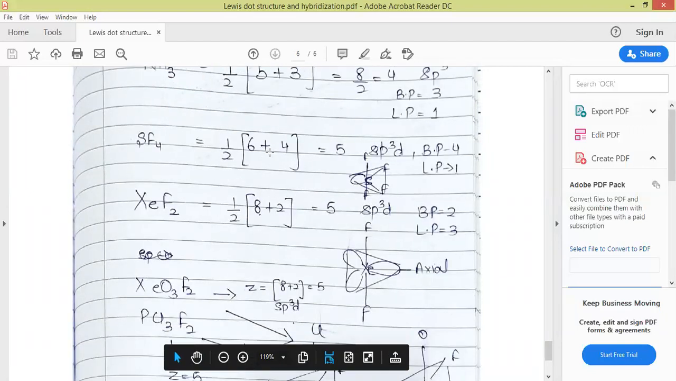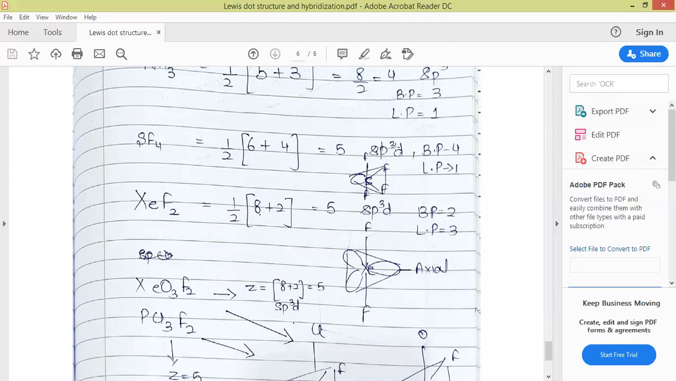Next is SF4. Z comes out to be 5. Hybridization is going to be sp3d. Number of fluorines is 4, so bond pairs are going to be 4. Lone pair is going to be 1, based upon 5 minus 4. So the shape of the molecule, this is geometry: the geometry is trigonal bipyramidal, but shape is going to be seesaw.